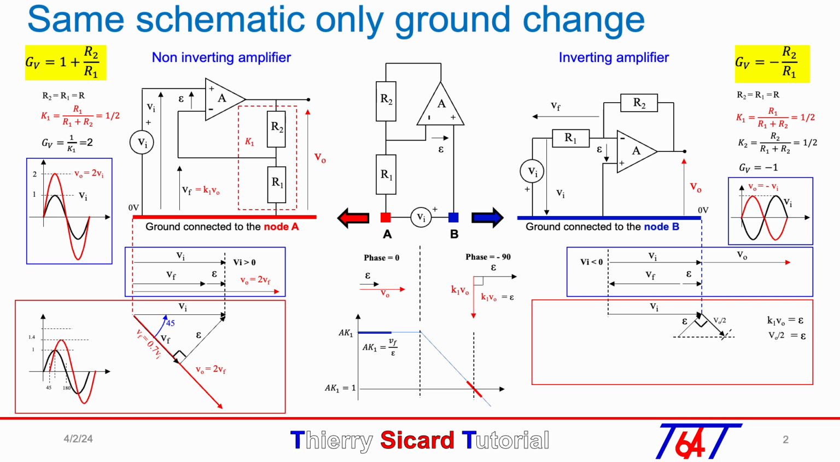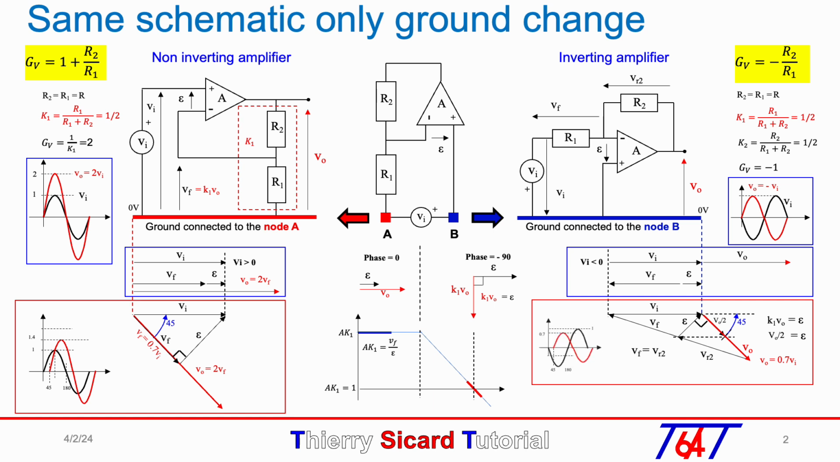To get Vf plus Vin equal epsilon, the K1 Vout vector phase must be minus 45 degrees. The output voltage noted in red is twice K1 Vout and equal at 0.7 Vin. Now, as the vector Vf is equal and in phase with Vr2, we can finish the vector diagram by doing the sum of vector Vout plus Vr2 plus Vf equal minus Vin.